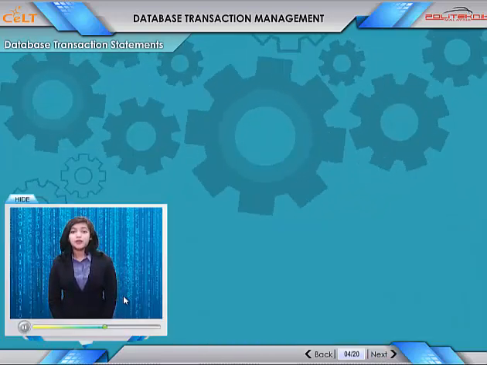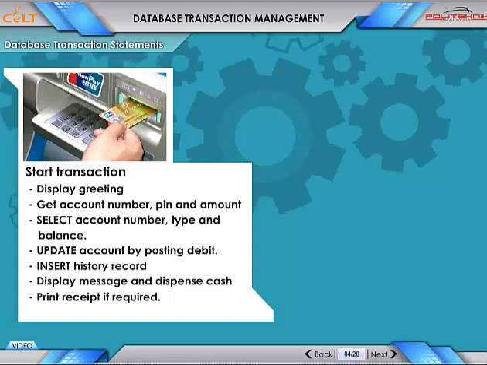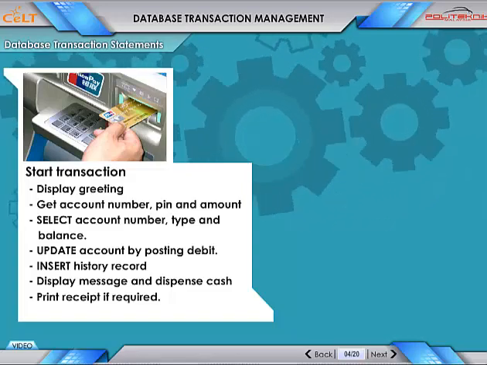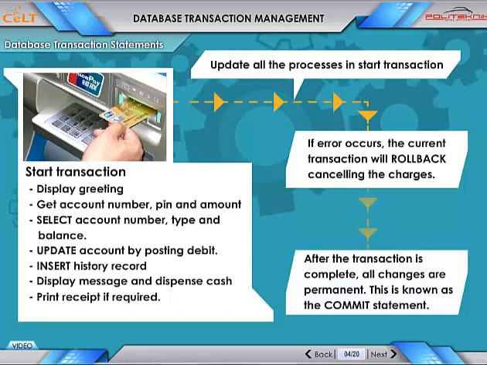As we can see from the example, the start transaction statement is the beginning of a new transaction. Then, all processes will be updated. If errors occur in this transaction, the system will do a rollback. After all transactions have been completed, we make all changes permanent. This is known as the commit statement.